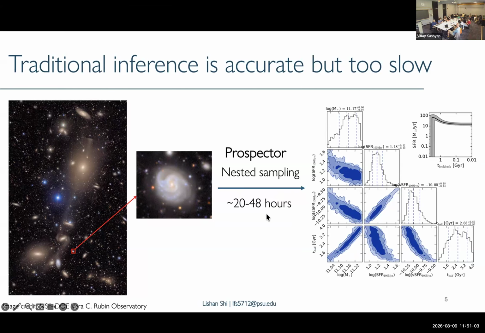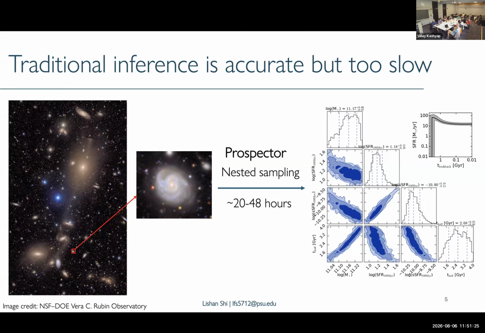This time varies because we can specify how good the posterior is by, for example, increasing the number of live points, and there are some specific hyperparameters you can tune for nested sampling. It works really well and it is very accurate.